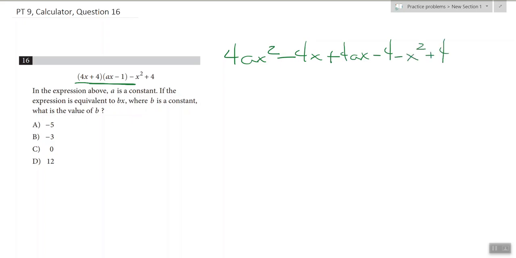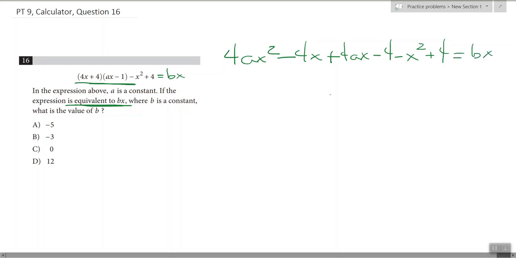The other little piece of information I have is right here, that the expression is equivalent to bx. So I definitely want to have bx here. Now looking at what's going on in this equation, I have a negative 4 here and a positive 4 here, so those are going to cancel out. I don't have to worry about those anymore.